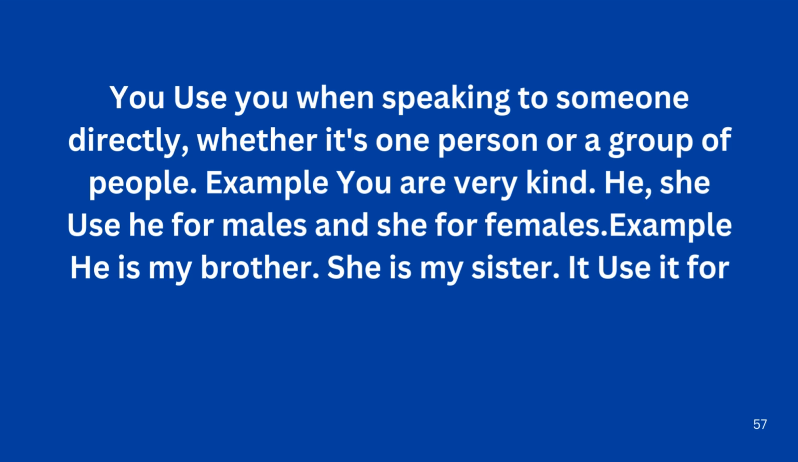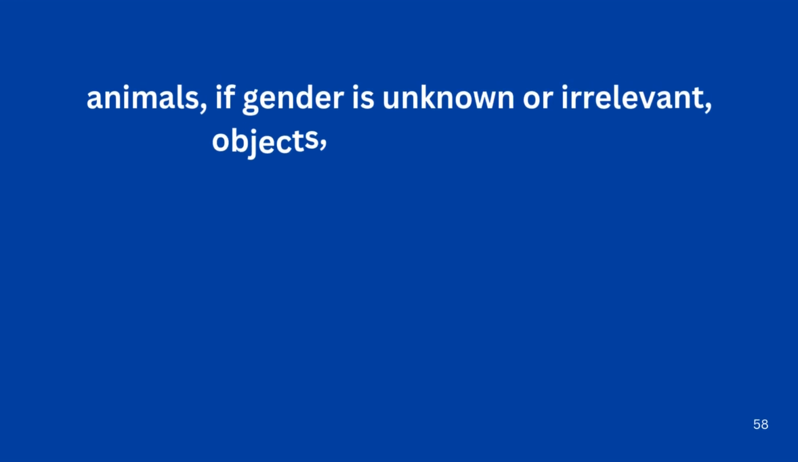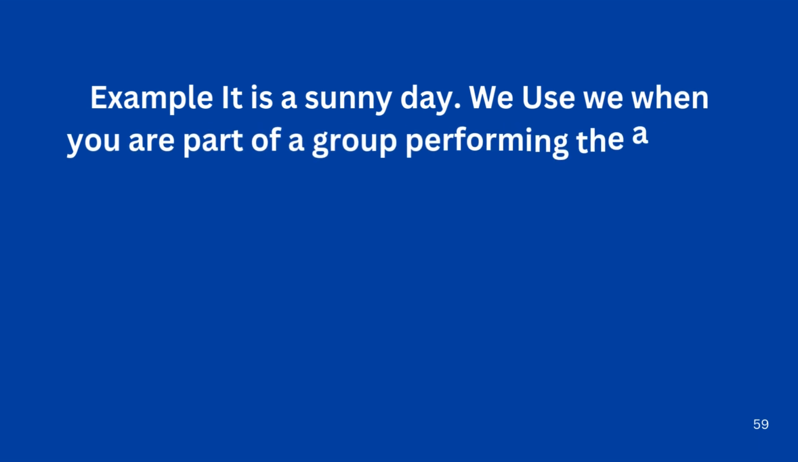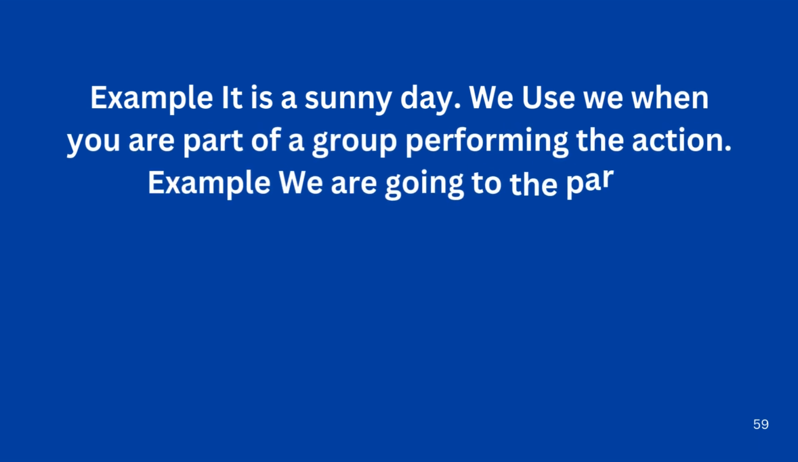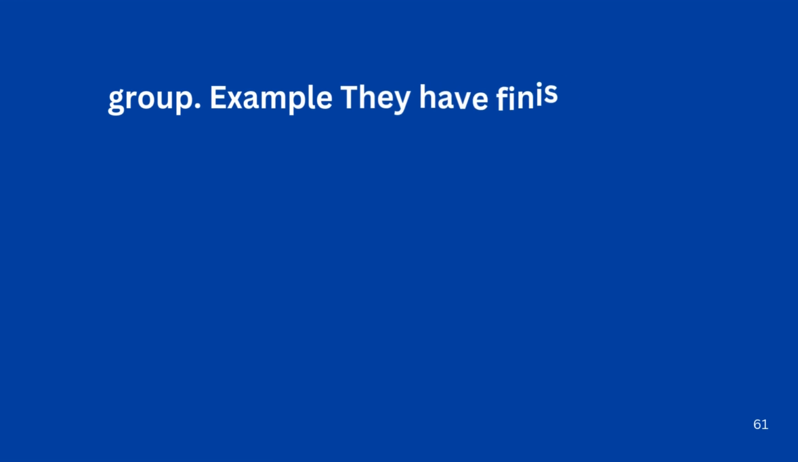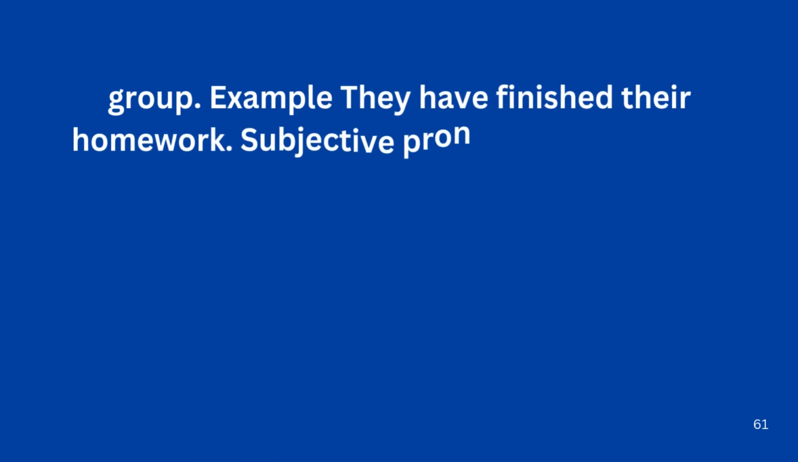She is my sister. It. Use it for animals if gender is unknown or irrelevant, objects, or abstract ideas. Example: It is a sunny day. We. Use we when you are part of a group performing the action. Example: We are going to the party. They. Use they when referring to more than one person, thing, or group. Example: They have finished their homework.